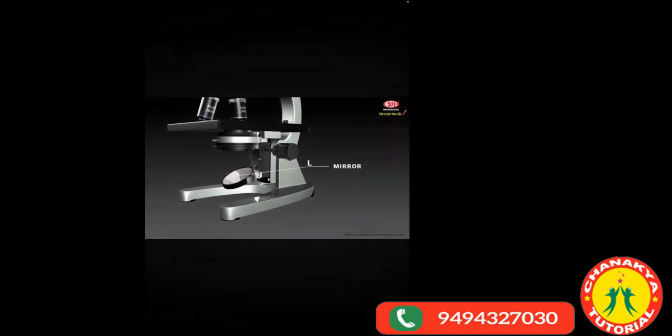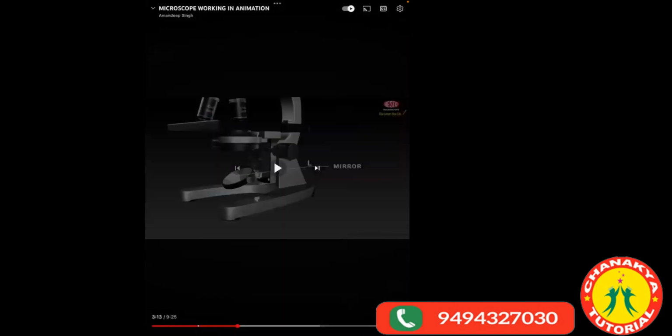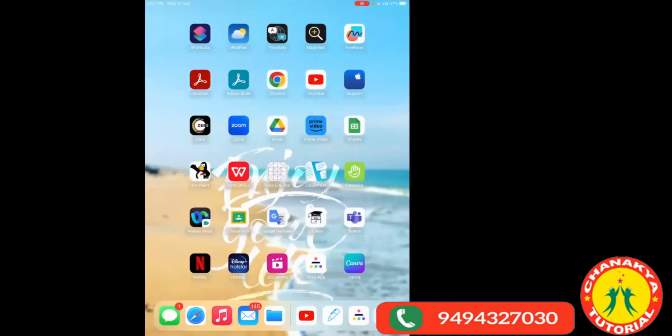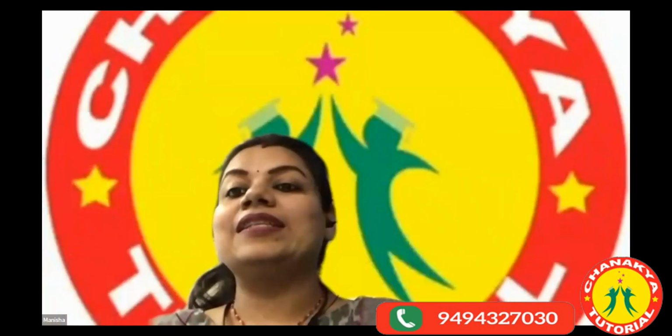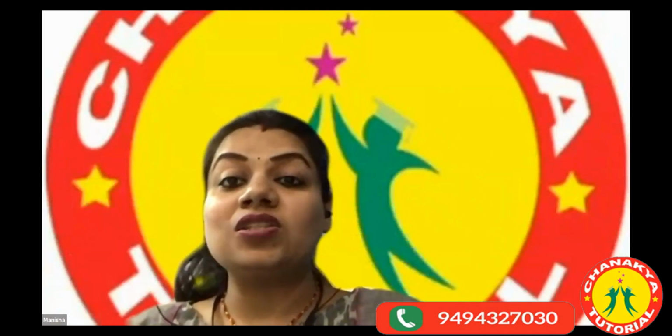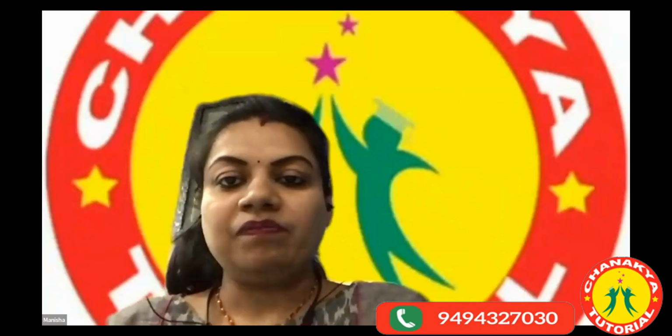L. The mirror, located beneath the stage diaphragm, increases the amount of light. Can I see any kind of microorganism or object in a dark room? No, ma'am. We cannot see that actually. What do we need? We need light. Until the light is there, we will not be able to see the object we are keeping. So light is very important.